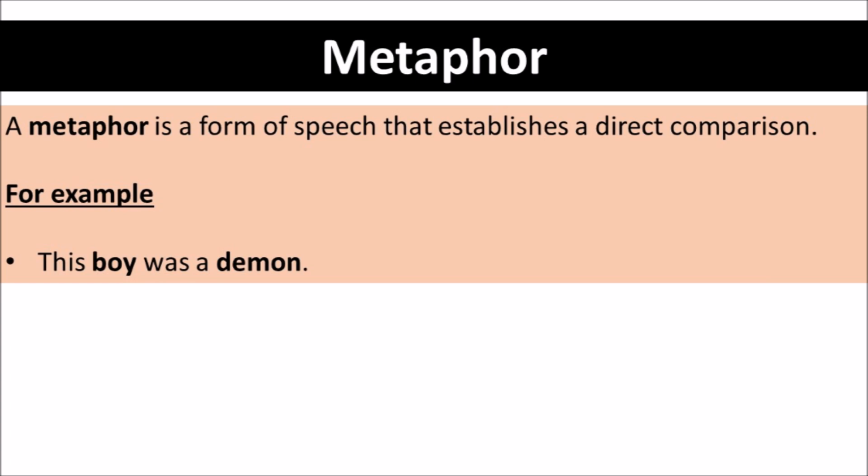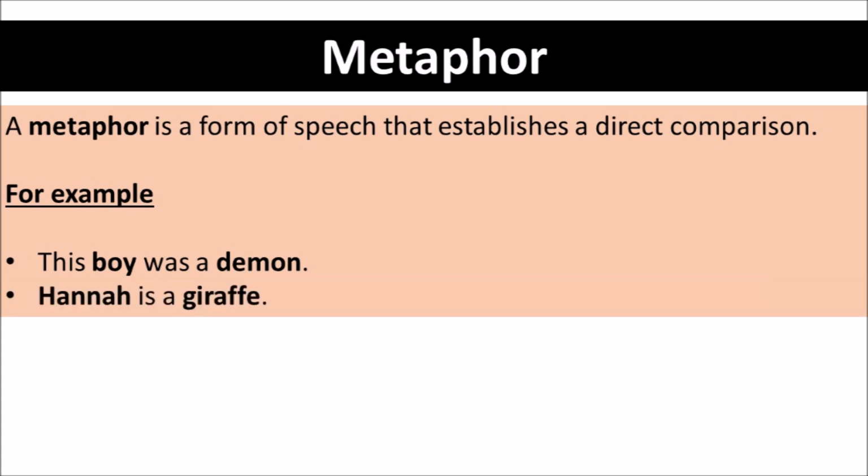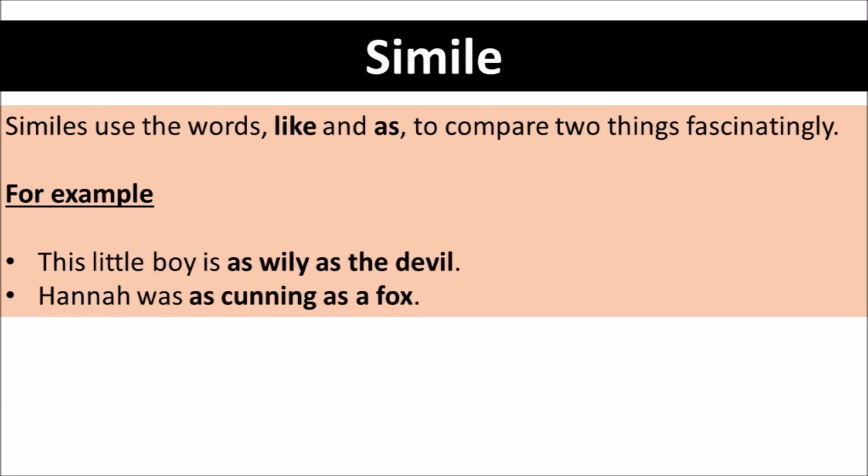For example, this boy was a demon. The metaphor demon is used to indicate that the boy was acting badly in a symbolic sense, rather than that the child is actually a devil. Similarly, see this example. Hannah is a giraffe. Here, the giraffe is a symbolic representation to show height of Hannah. It does not mean that Hannah is actually a giraffe.